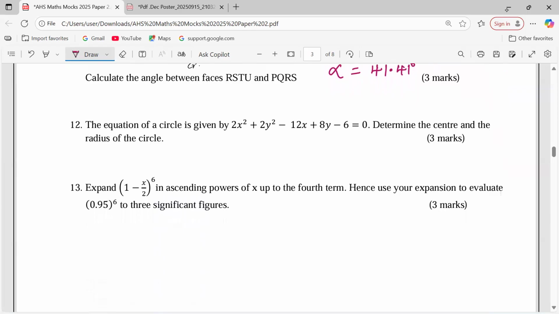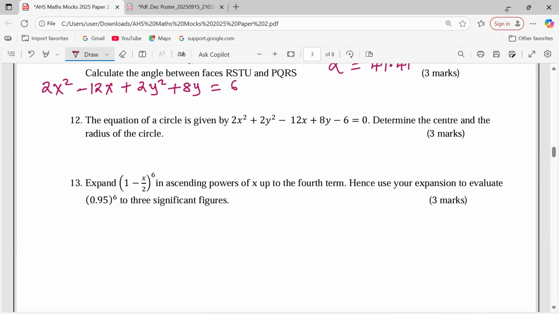So to determine the center, ladies and gentlemen, we are supposed to first of all group the x functions together, the y functions together, the constants together. So 2x squared minus 12x. Those are the functions of x. Then we add 2y squared plus 8y equals 6, which becomes positive on the right-hand side.